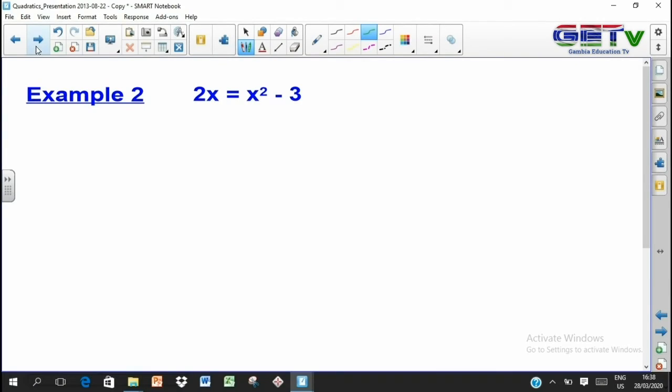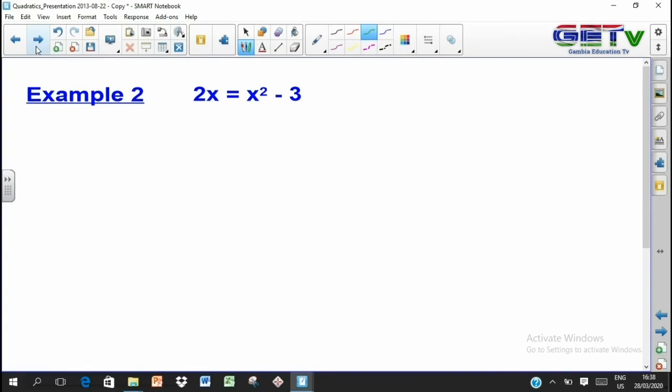Now, this is example 2. In example 2, we have 2x equals x squared minus 3. Now, what did you notice from this question? I will ask the following questions. Is the equation in standard form? No, it is not. We have to make the equation standard. Can we do that together?